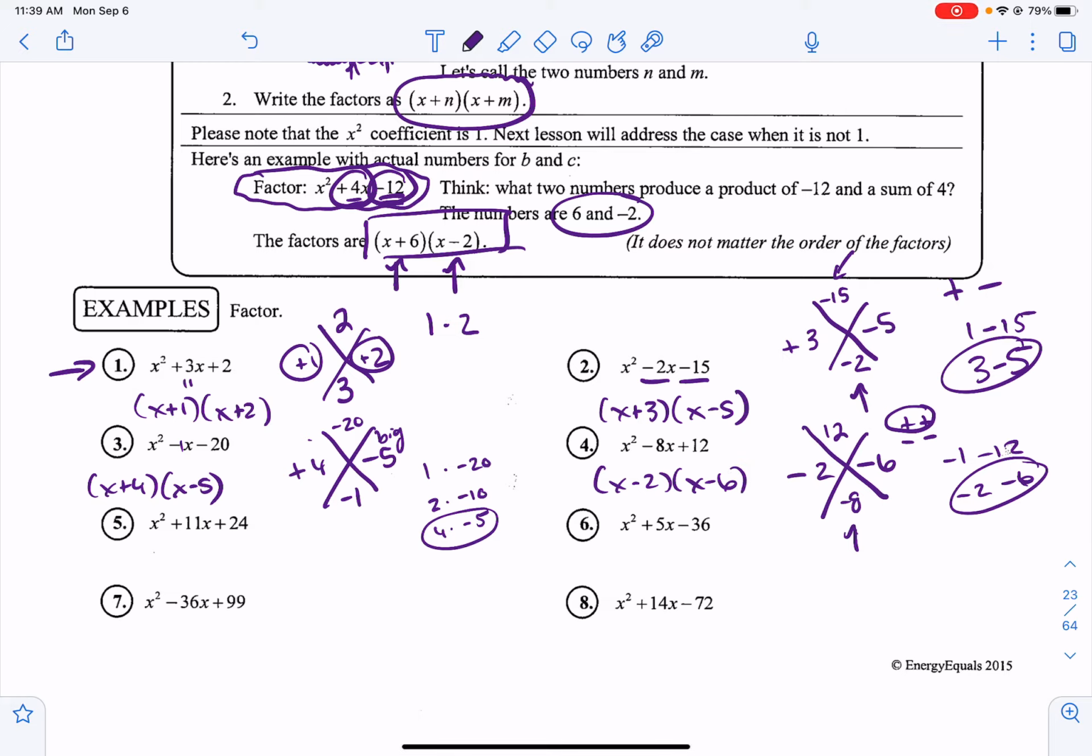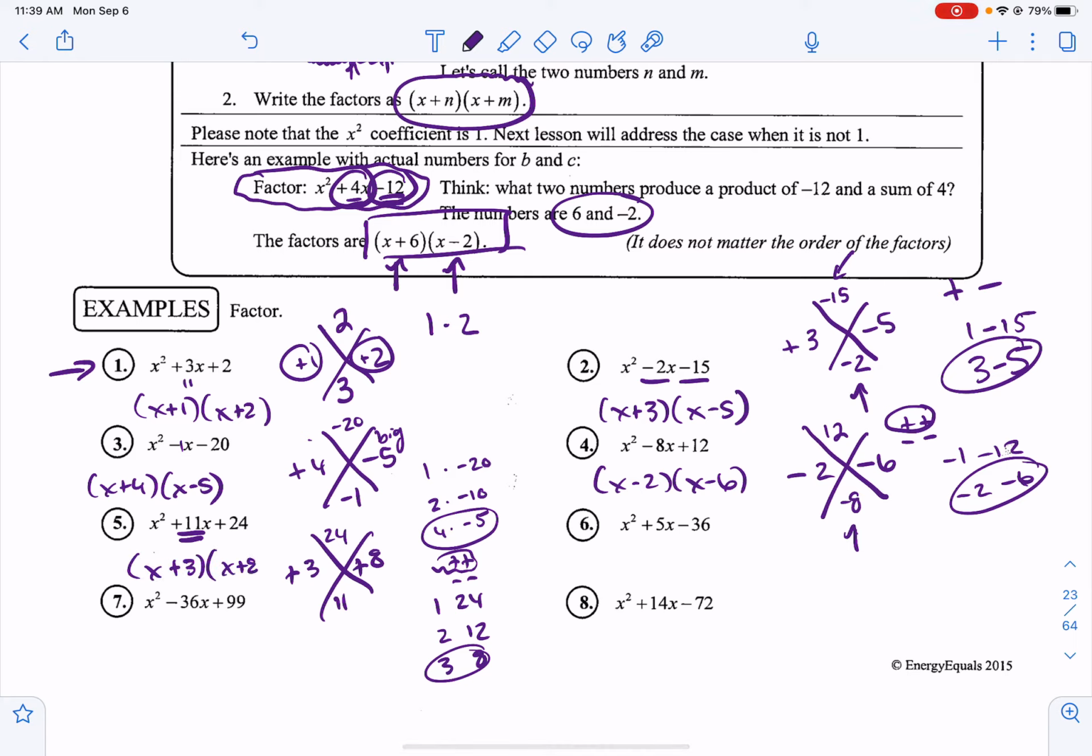Okay, number 4, big X, 24 on top, 11 on the bottom. They multiply to be a positive. So they're either both positives or both negatives, but they add up to be a positive 11. So they're going to both be positive numbers because they add up to be a positive. So 1 and 24, that doesn't add up to 11. 2 and 12, neither does that. 3 and 8, those add up to be 11. So positive 3, positive 8, my answer becomes x plus 3, x plus 8.